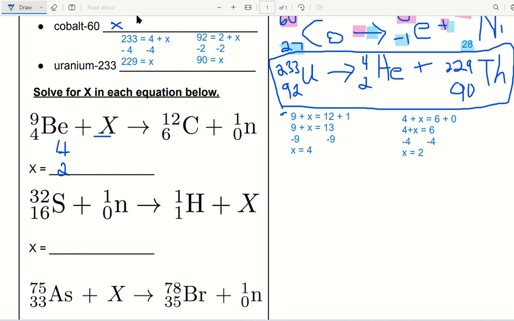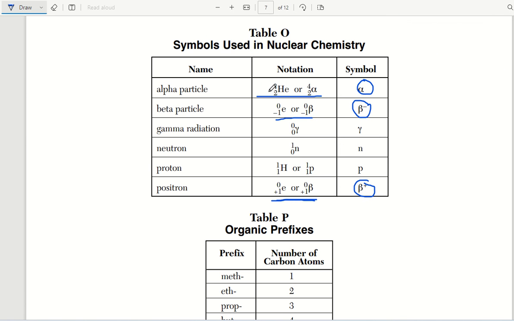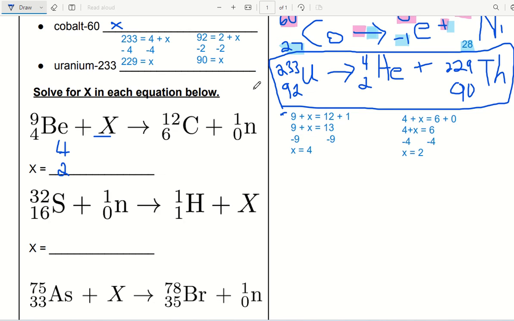Okay. Easiest thing to do first, let's look at table O. Look at this right here. I'm going to write that. So I'm just going to put H. All right, there we go. Let's look at the next one.